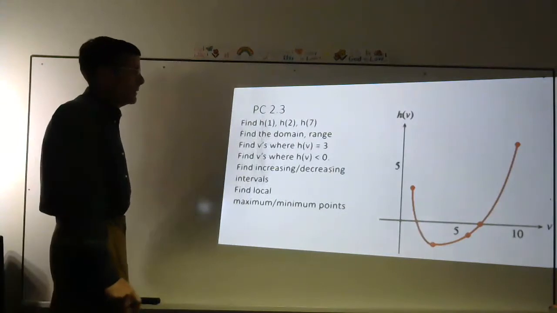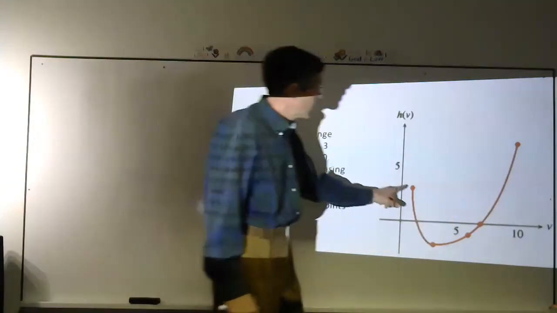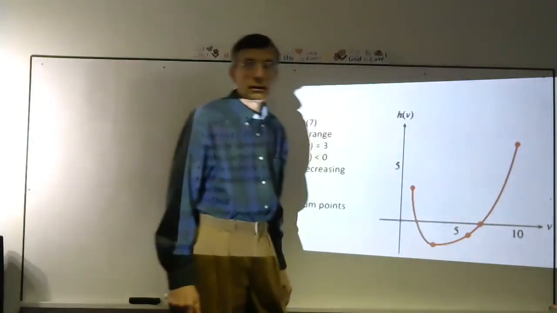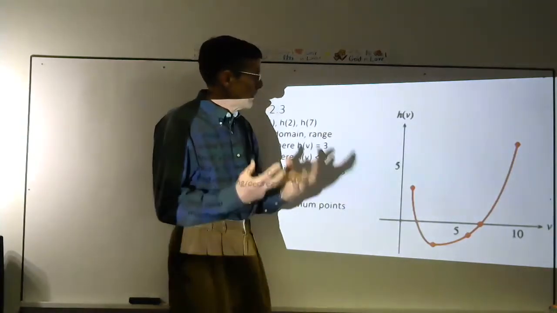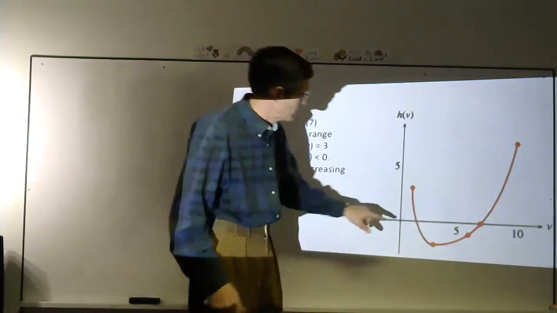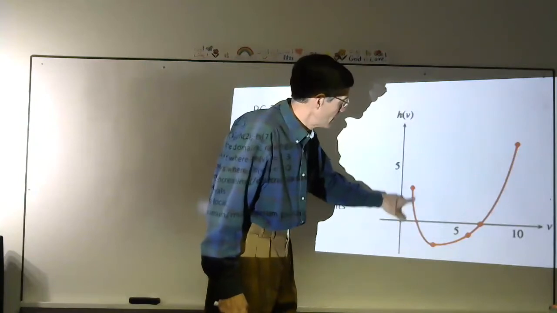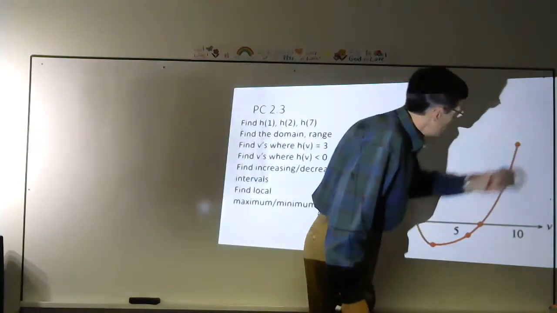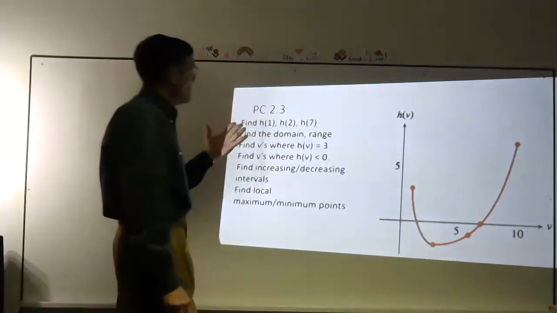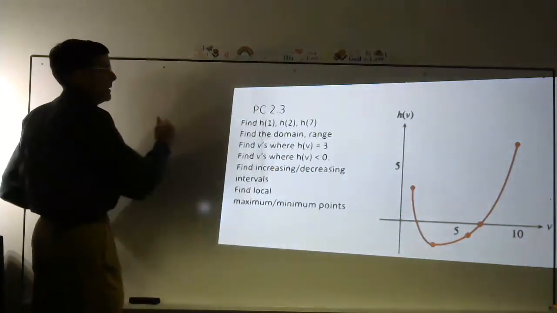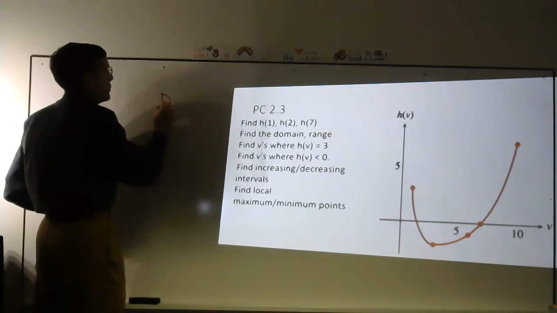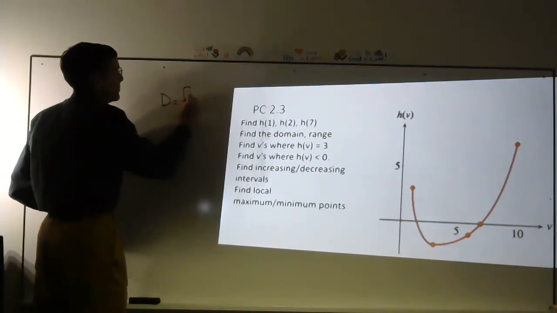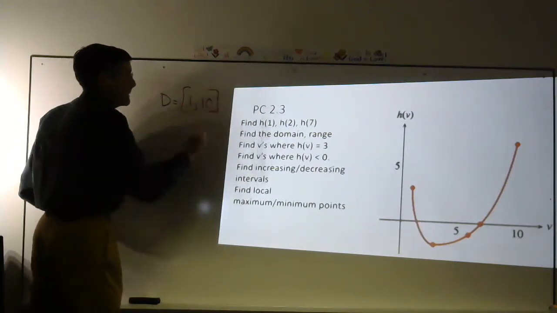Find the domain and range. Okay, now this one stops here and stops there. All right? So the only x values that have a place to go, they start at 1, goes up to there, and 10 goes up to there. So the domain is 1 to 10.